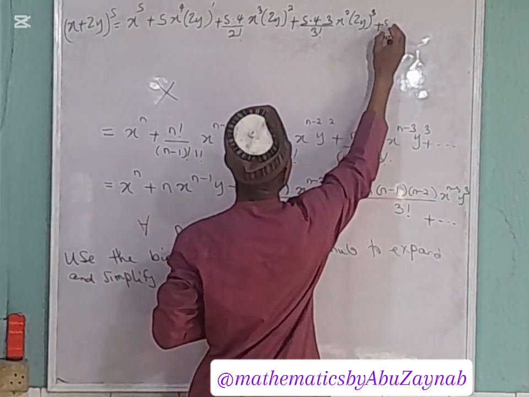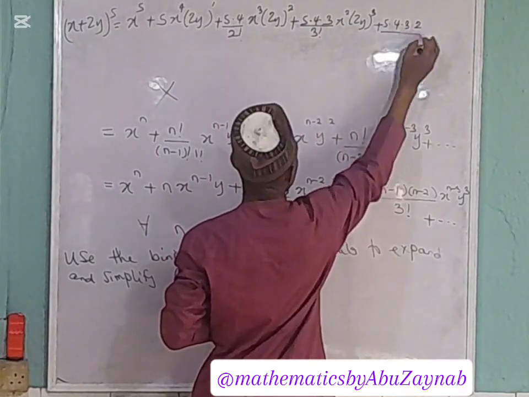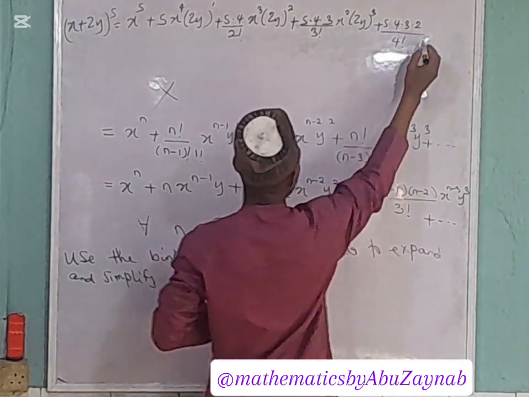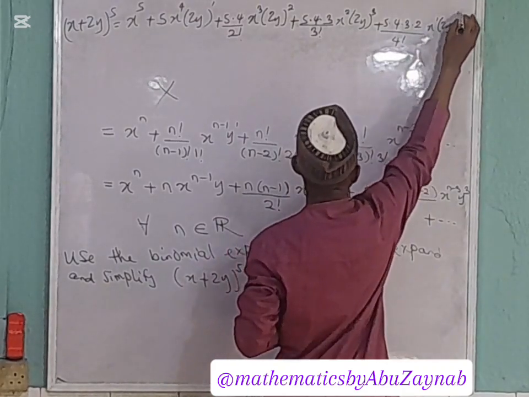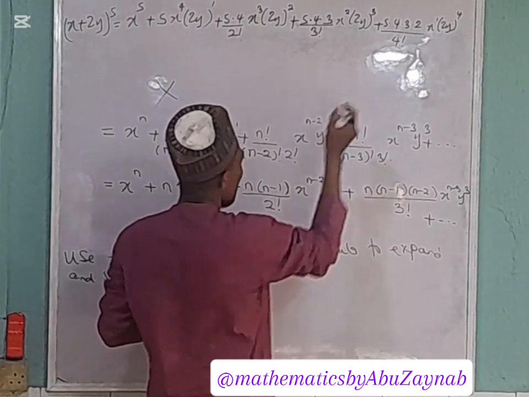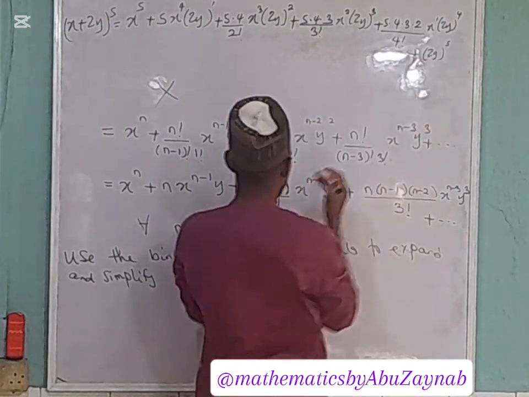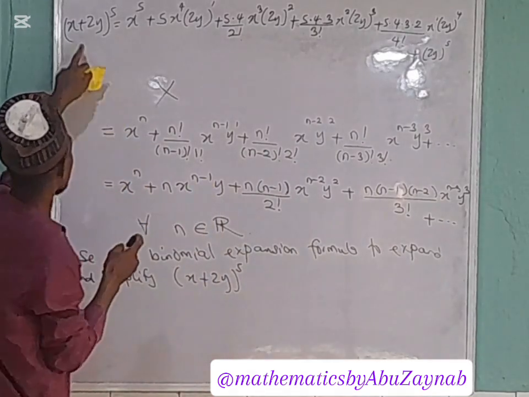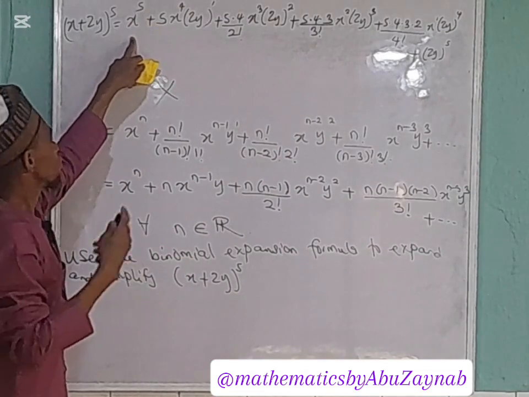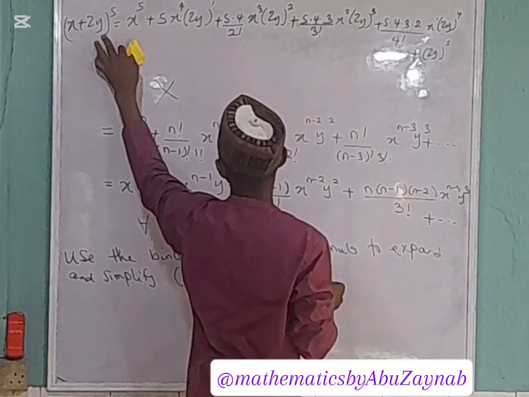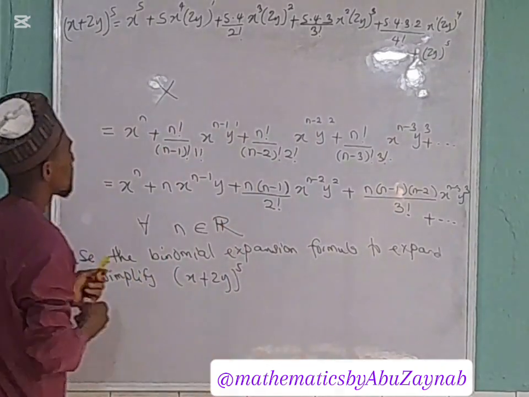Now plus 5, 4, 3, 2 over 4 factorial. Here is going to be just x power 1 and 2y power 4. Then lastly, you simply have 2y power 5. Just the way the very first value, x here, assumes the entire power 5 as first term, so also for the last term, the second value, which is 2y in this case, assumes the entire power 5.